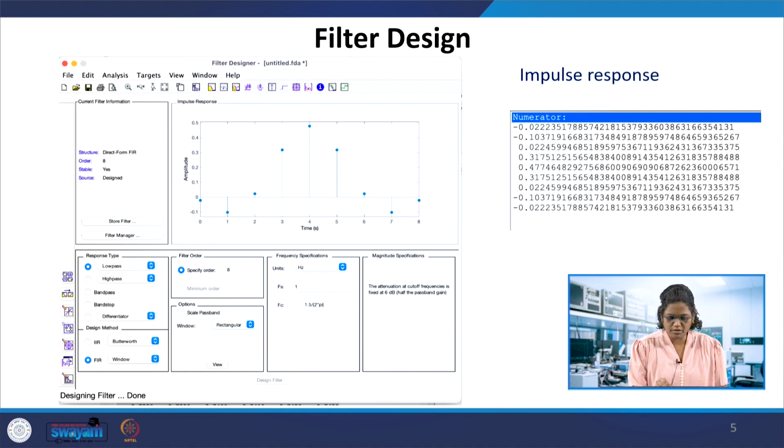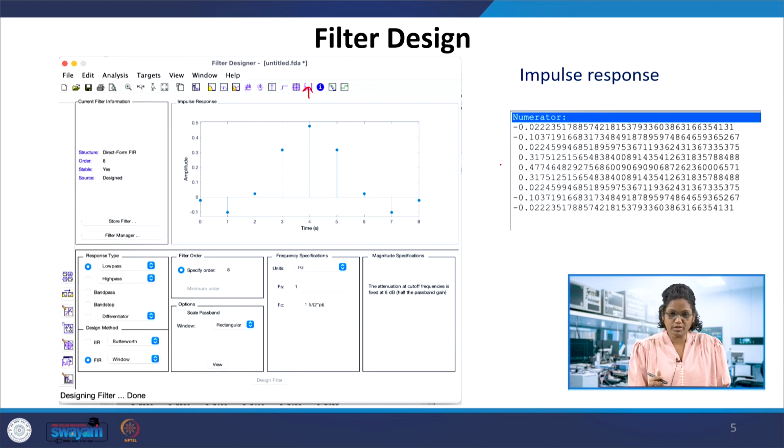We can check this here. If you click on that, you will get the filter coefficients. From these filter coefficients, you can also observe the impulse response. The impulse response is the same as the filter coefficients, as we have learned.